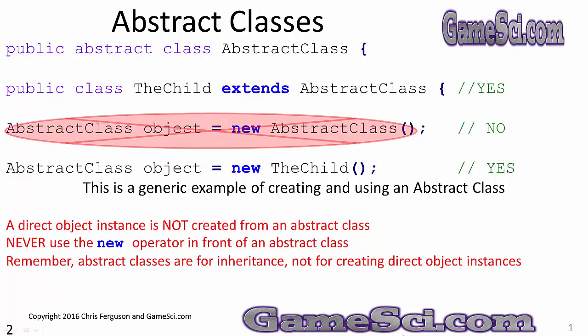What you don't do with an abstract class is build direct objects out of it. You can see this line of code, AbstractClass object = new AbstractClass. You do not use the new operator on it. A direct object instance is not created from an abstract class. Never use the new operator in front of an abstract class. Remember, abstract classes are for inheritance, not for creating direct objects.